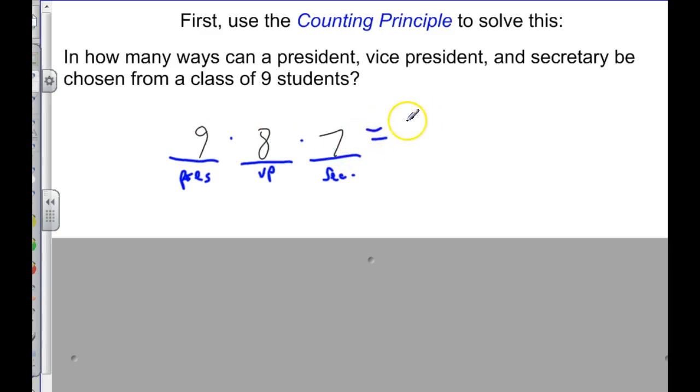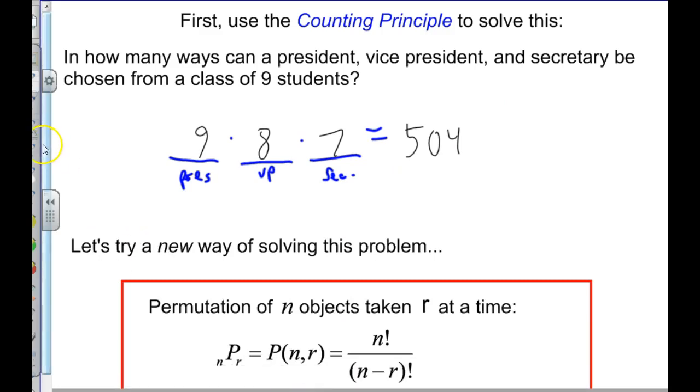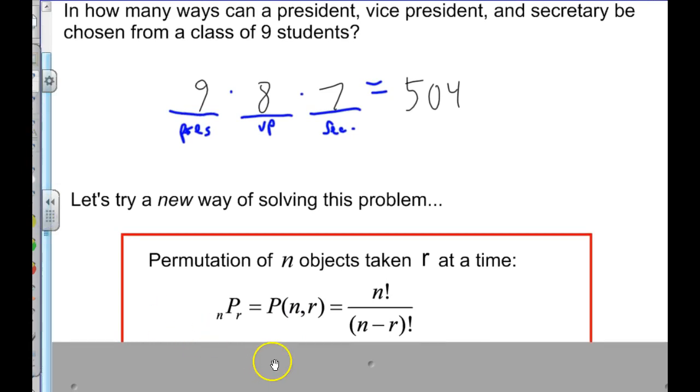And 9 times 8 times 7, I'm guessing 504, would be the total number of ways that you could elect 3 positions to a class of 9 students. So now this is the official way of using a permutation. Order is important, so you could use a permutation for this.